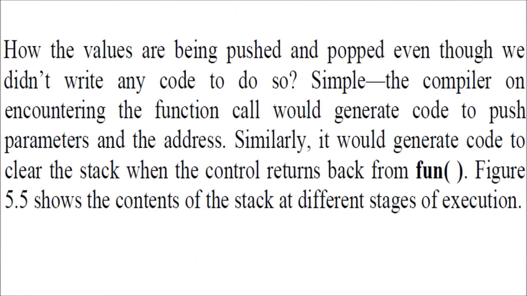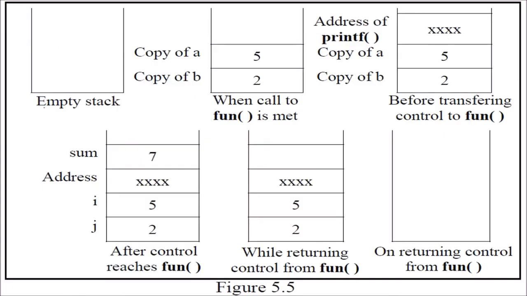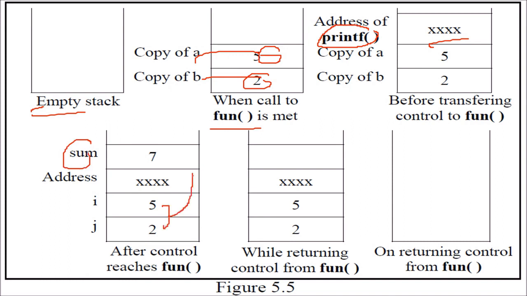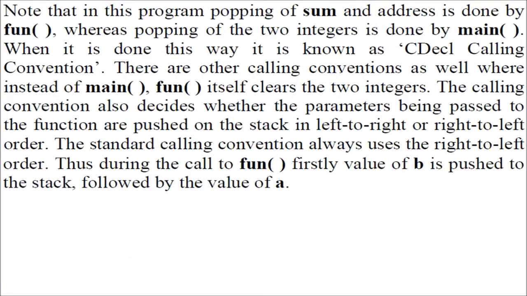I'll show you with a diagram, that will be better to understand. This is an empty stack. A copy of b will go, a copy of a will go, 5 and 2, when the call to the function is first being met. So the address of printf can be anything, say some xxxx. Here the address of printf will be there, but the sum after that will be 5 plus 2. It will be kept on the top of the stack. Now this top of the stack value will be taken out, and then this will be the actual result. This is before transferring control to the function. This is on returning control from the function. So this is how it is done.